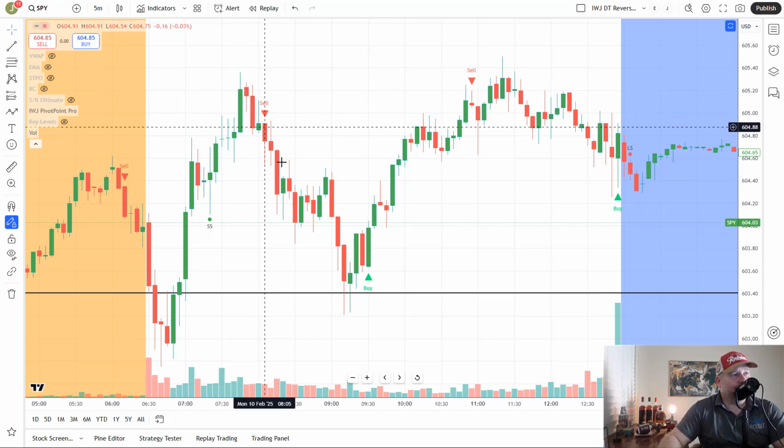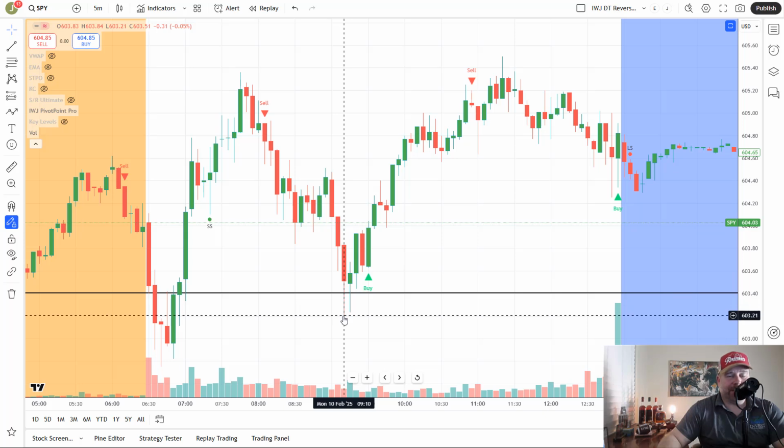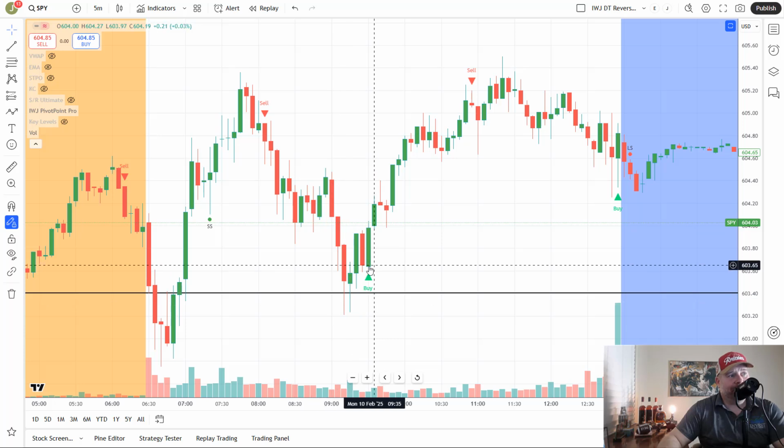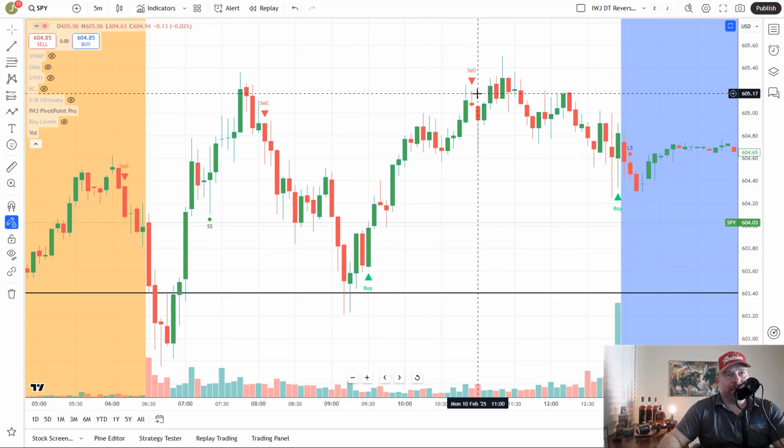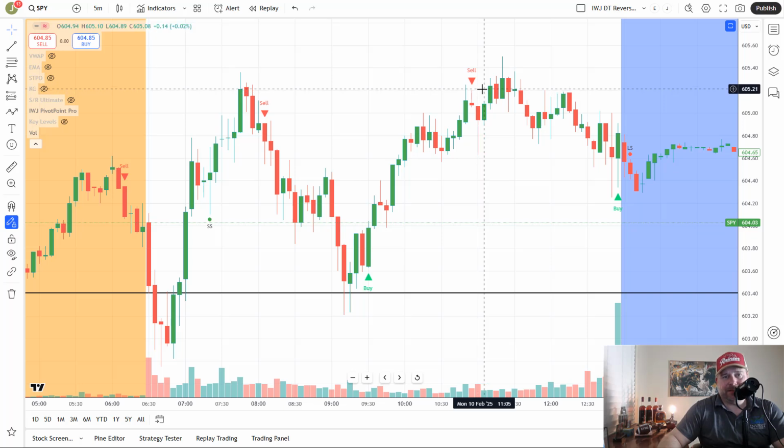They sold at 604.90, ran it all the way down to the low at 603.21, so a really nice $1.70 move straight down. Then you got a buy signal right here, and they ripped it straight back up in the other direction for another 2 points in the upward direction.